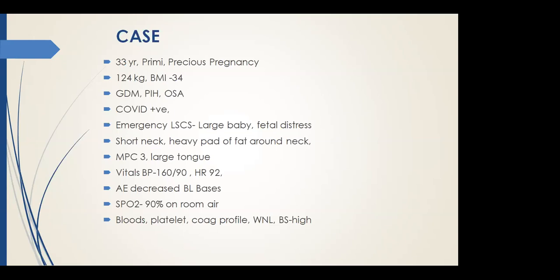On quick history and examination, she had a short neck with a heavy pad of fat around the neck and a mild scoliosis. She was MPC3 with a large tongue. Vitals were acceptable, with blood pressure of 160/90 on labetalol. However, oxygen saturation was 90% on room air with air entry decreased in bilateral bases. Basic investigations were available and acceptable, including coagulation profile, and platelets were normal. However, blood sugar was very high.